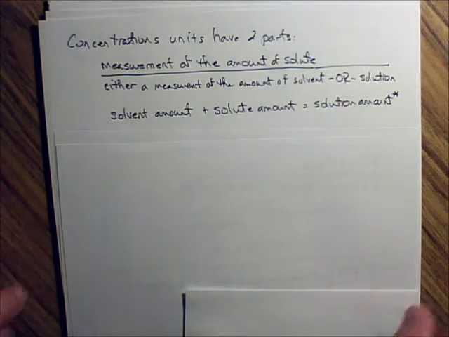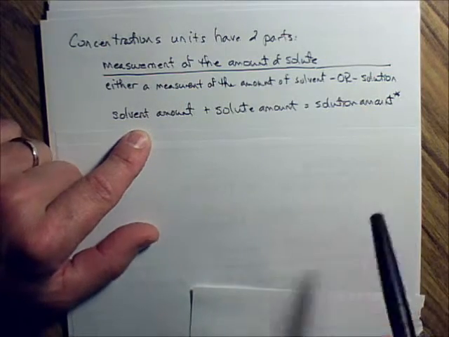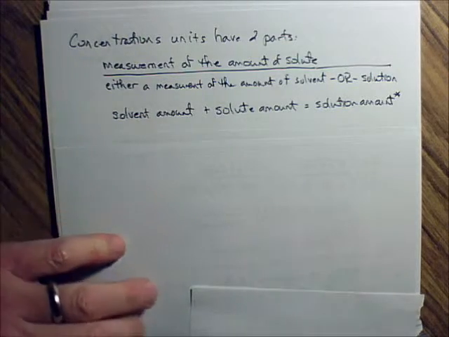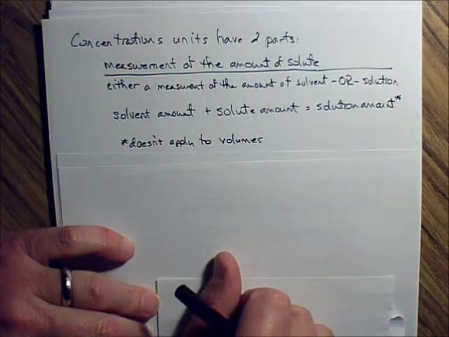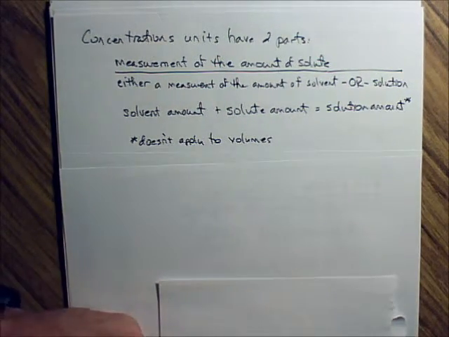Now, the thing to be careful about: solvent amount plus solute amount equals the solution amount. This works for most measurement units, but not for volume. That's one of those stars there. It doesn't apply to volumes, because volumes are kind of crazy when we're talking about solutions, or sometimes kind of crazy.